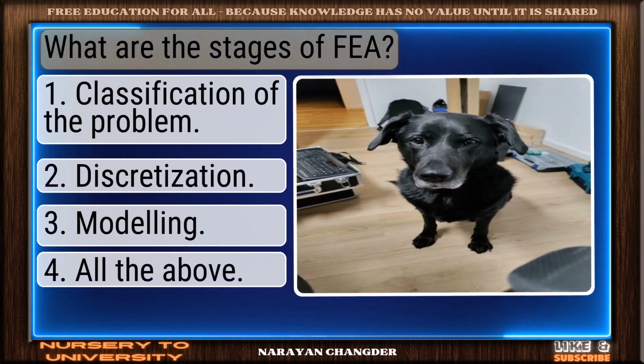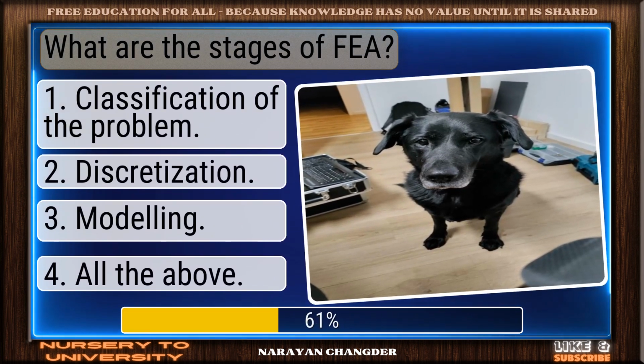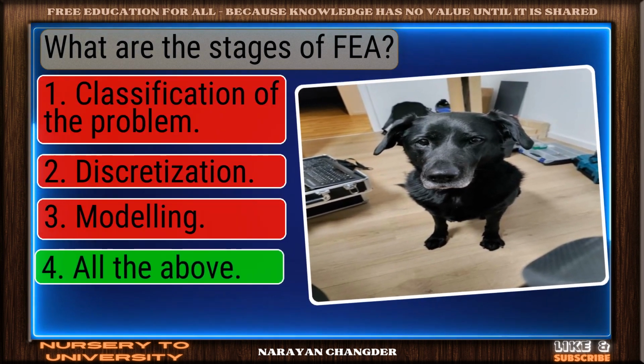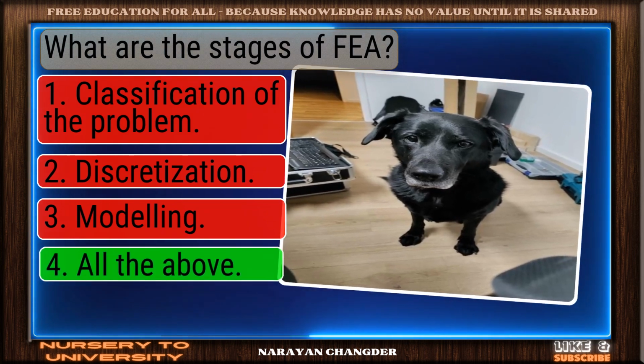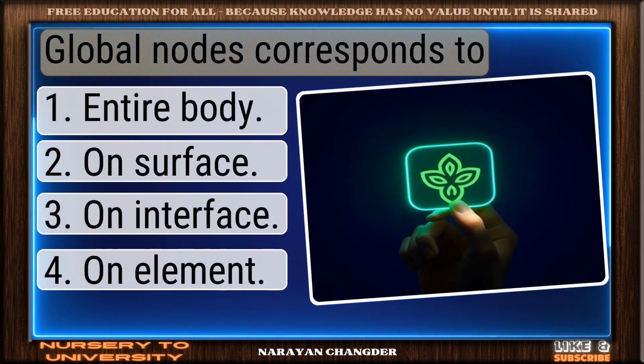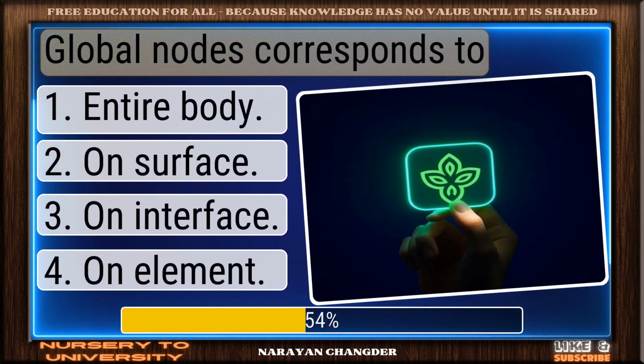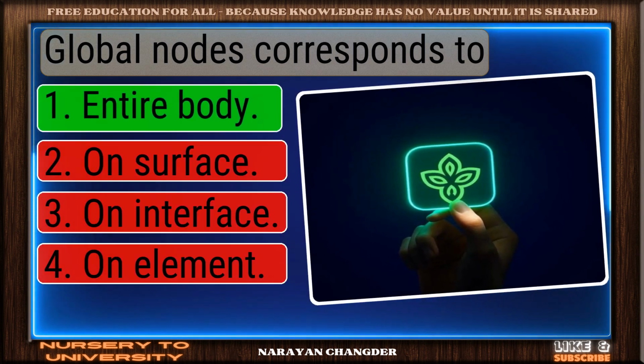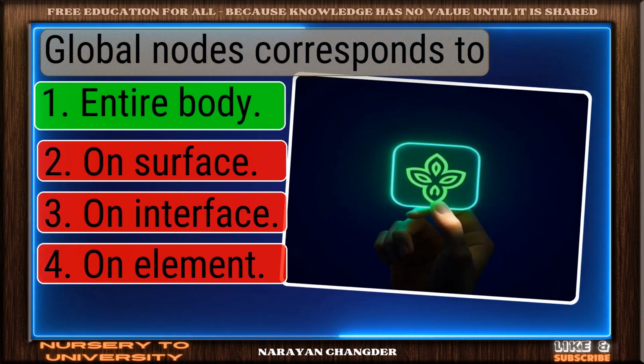What are the stages of FEM? Correct response. All the above is the most accurate answer. Global nodes corresponds to? Good thinking. Entire body is the right answer.